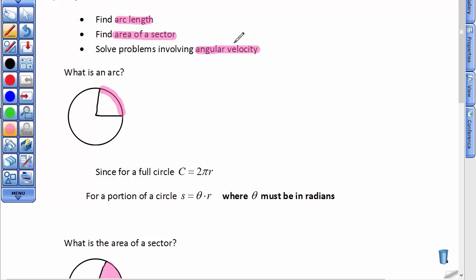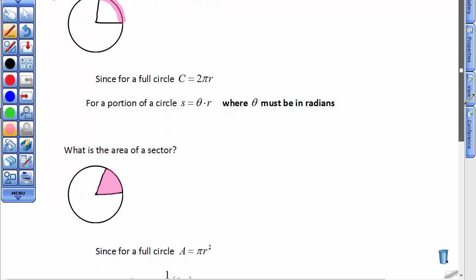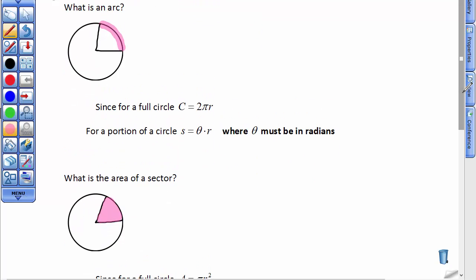I'd like to go ahead and do possibly the first and second objectives in this segment of video. So what is an arc? Well, first of all, the distance around a full circle is the circumference of the circle, and the formula for that is 2 pi times the radius. And we've done this before.